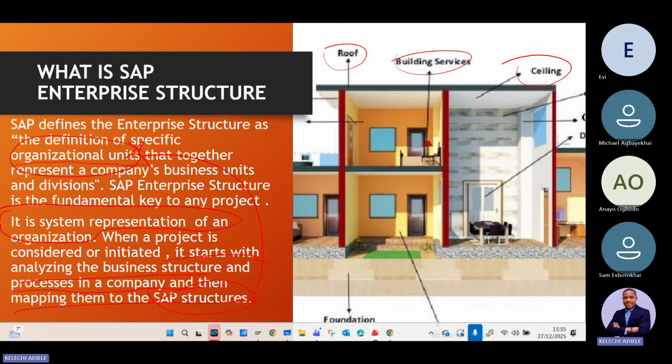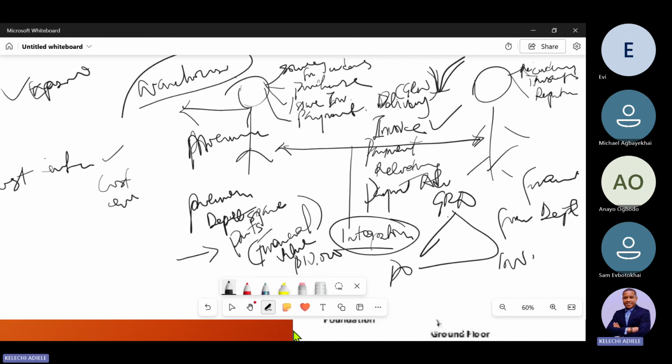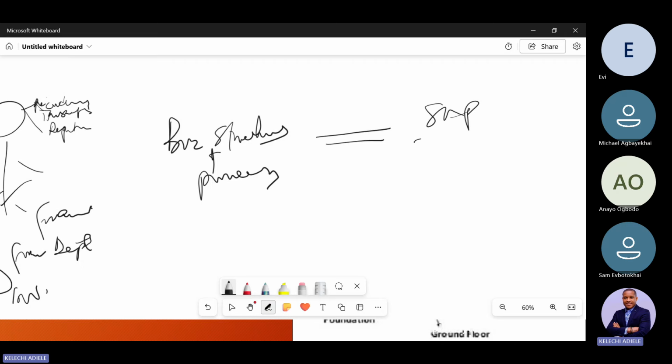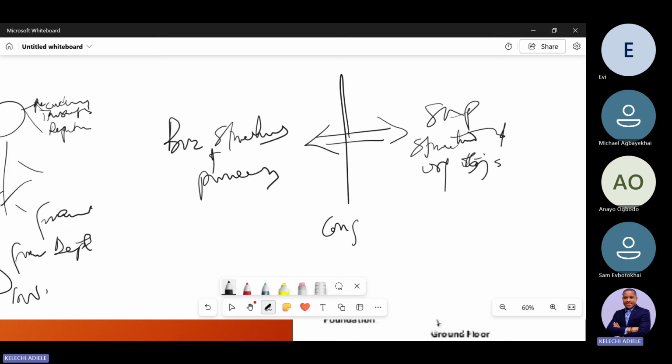So configuration is not a buzzword. Configuration is simple. We have business structures and processes, and we have SAP structures and organizational objects. So it is bringing these two together that is called configuration and customization.